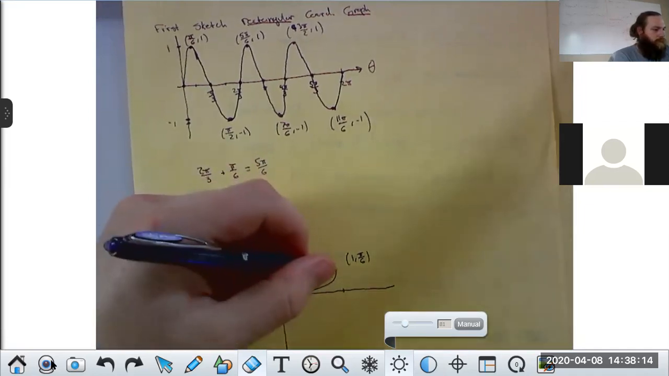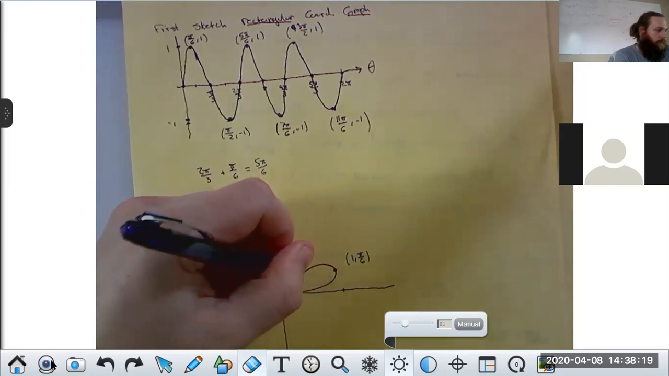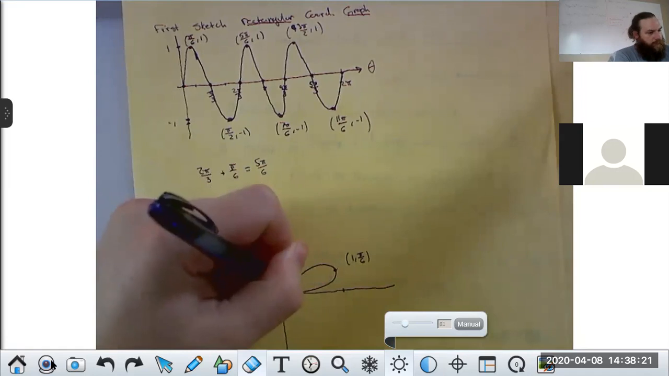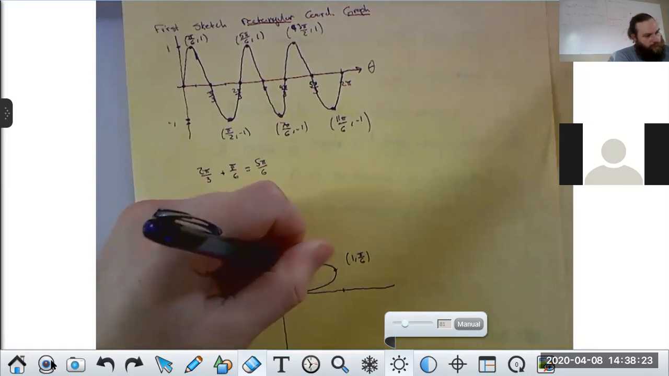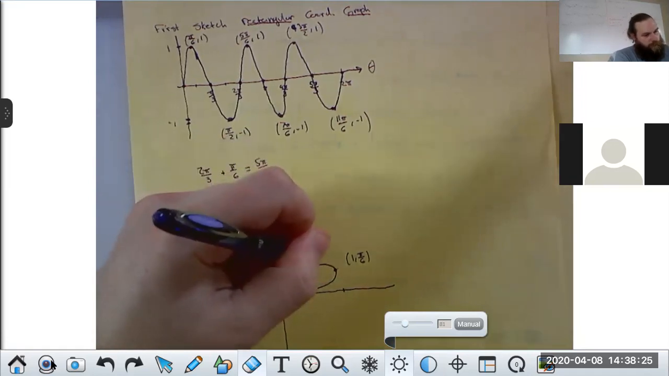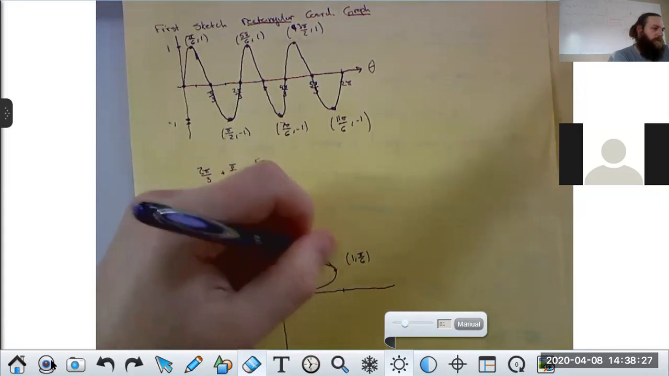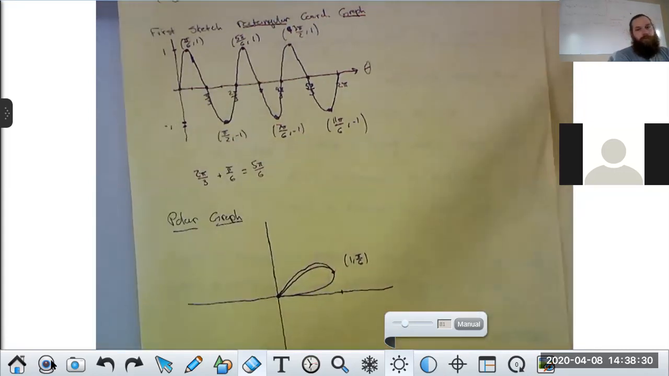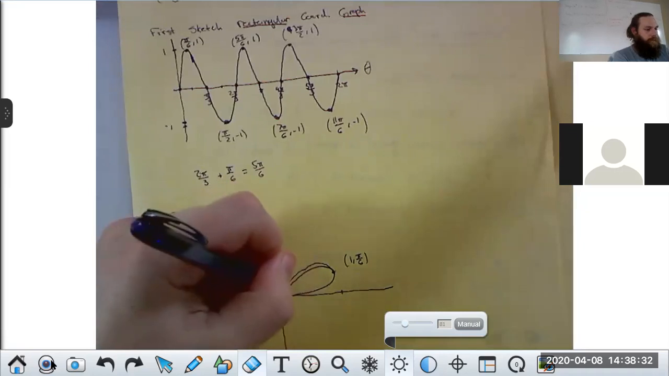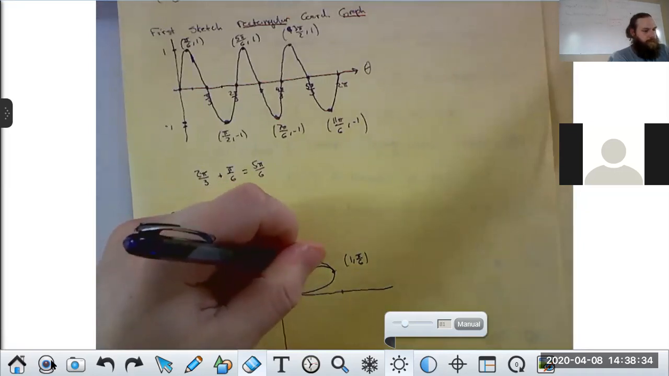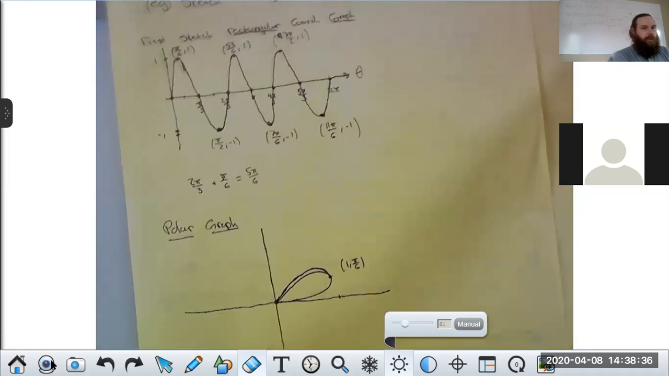So that's going to create something that looks like this. And we're going to come in tangent to pi over 3. So maybe it should be a little bit higher like that. Something like this. Forgive the art.